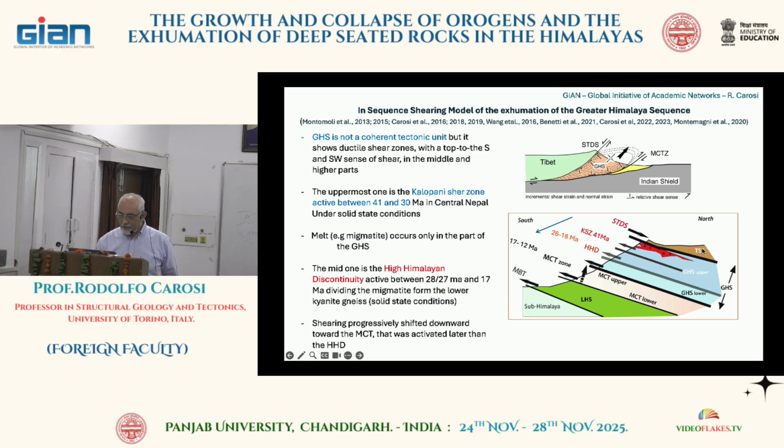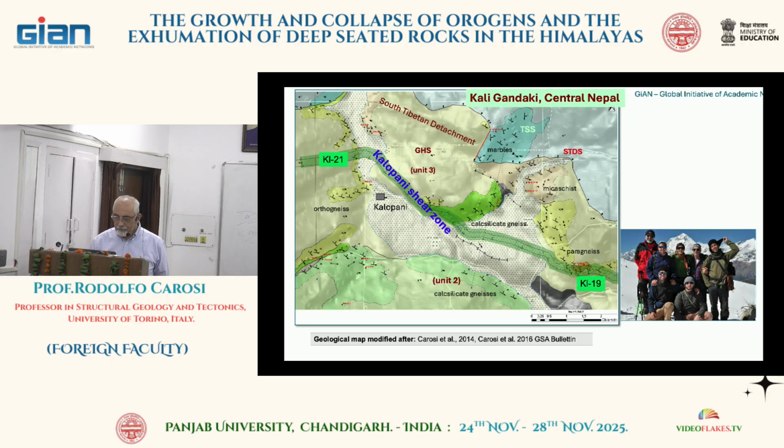So if we make a very schematic cross-section through the Himalayan belt in central Nepal, there is the Main Boundary Thrust, the Main Central Thrust, the lower and upper, the HHD, the Kalopani shear zone in this position, and the South Tibetan Detachment. So it is really a unit characterized by different shearing up to the south, but at different conditions of pressure and different ages.